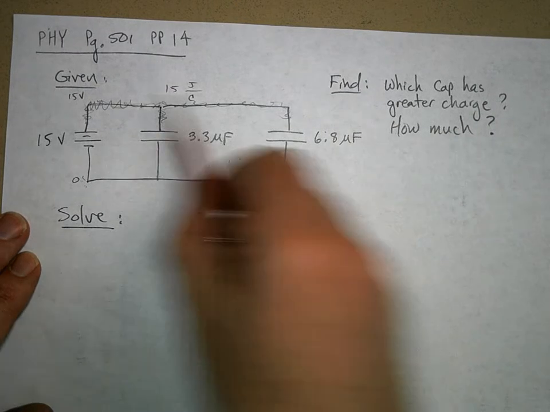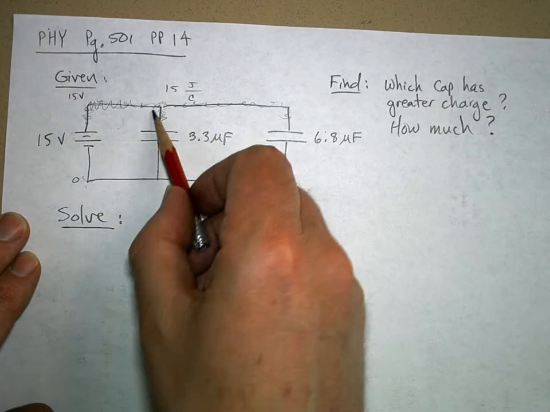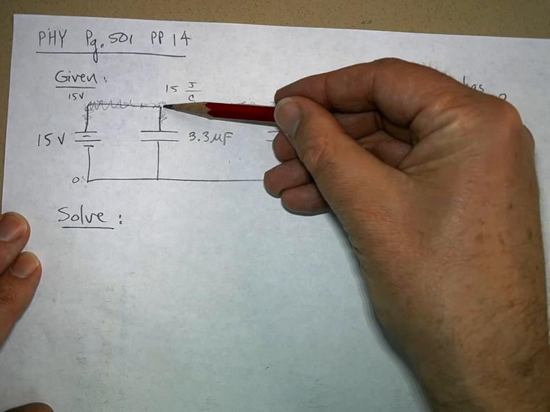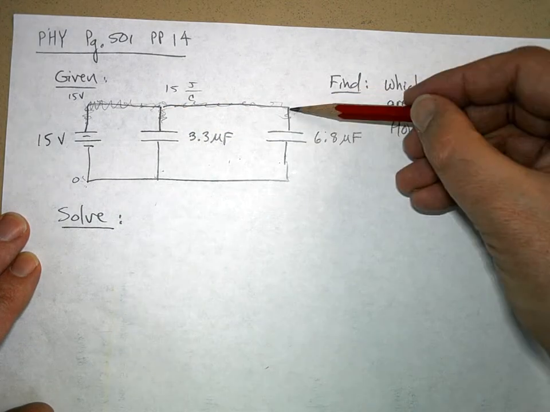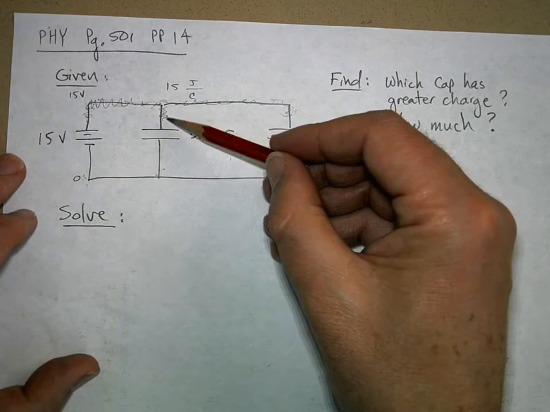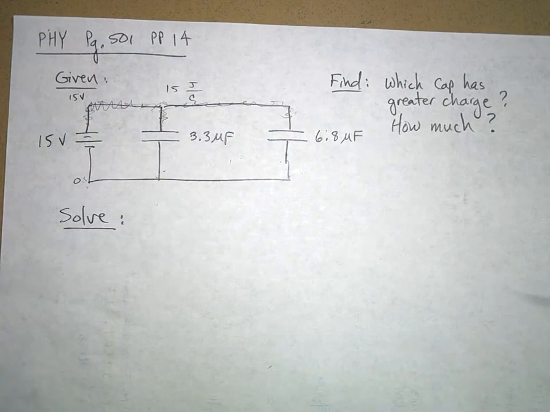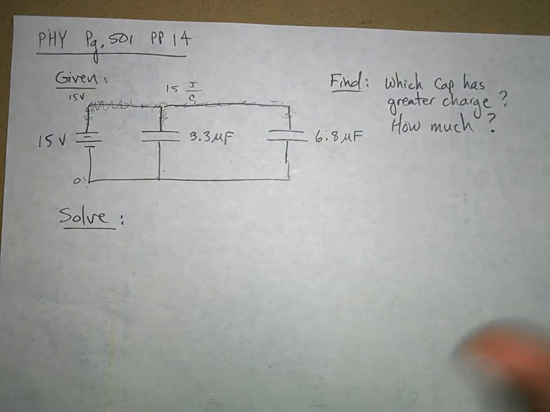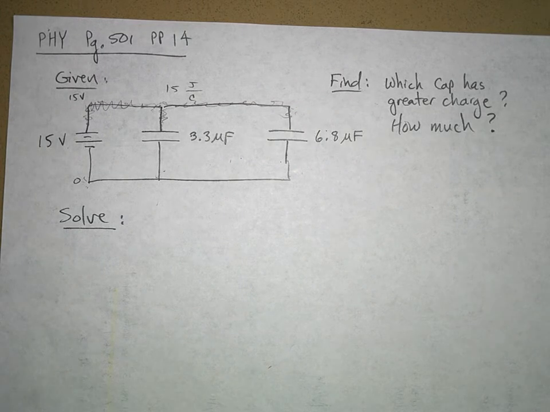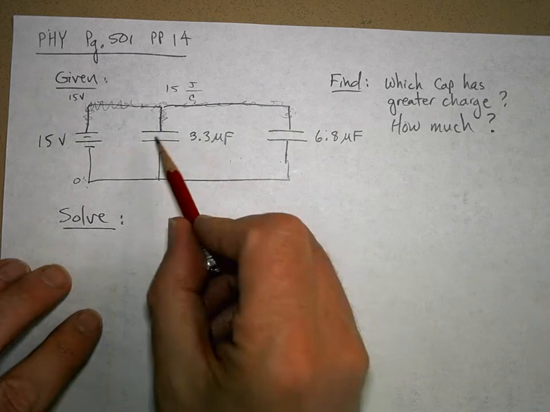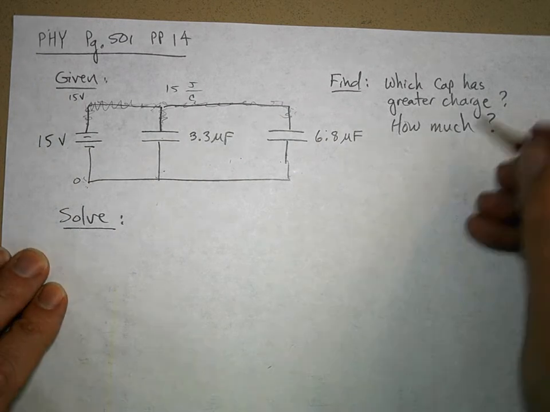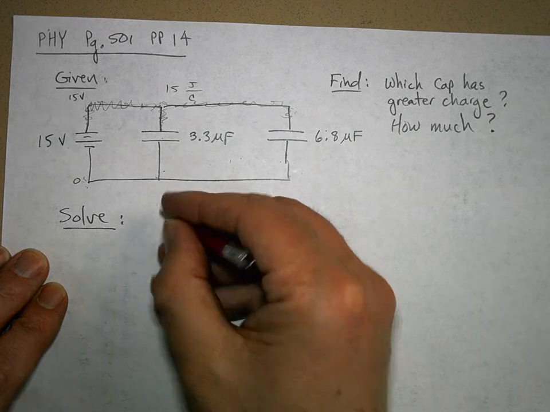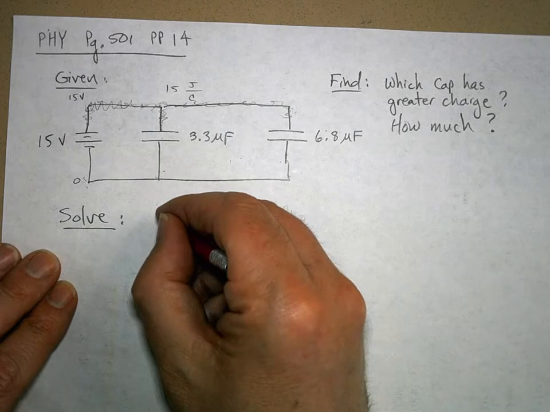So if you hook them up like this, they're both hooked up to a 15-volt source. So both capacitors get the same amount of pressure. You can think of voltage as how hard the charges are being pushed and crammed together on the two capacitors.